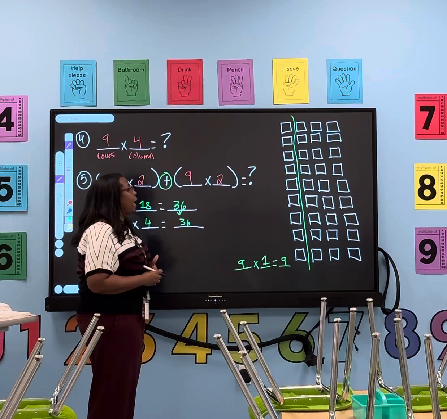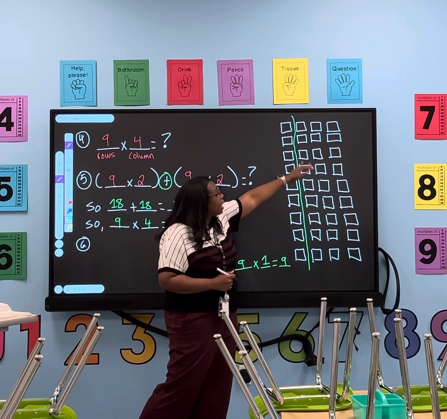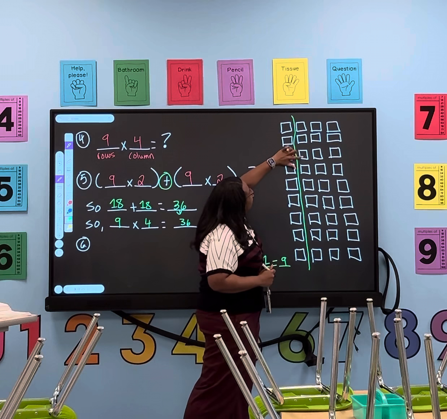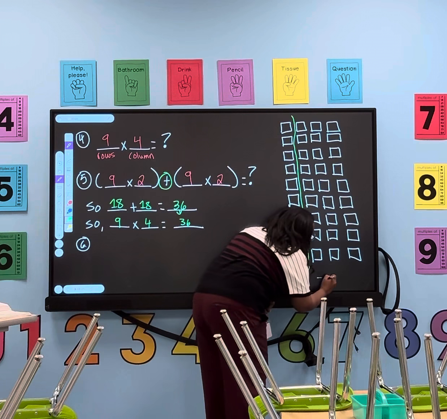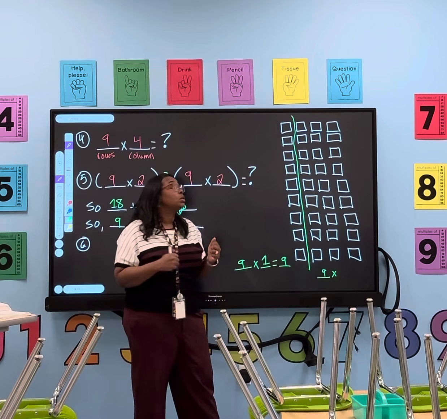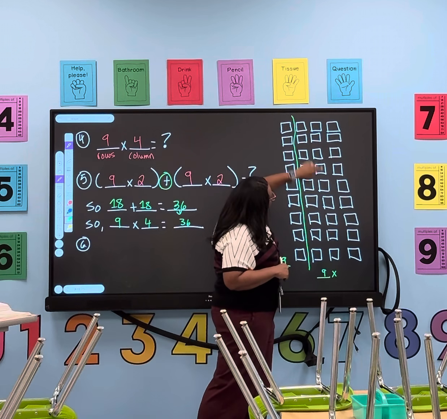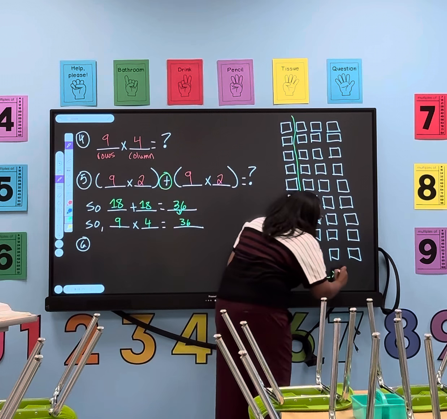Okay, and then let's go to this side of the array. This one still has 9 rows. We can count to double check. 1, 2, 3, 4, 5, 6, 7, 8, 9. So 9 for my first number, because 9 is for the rows. First number is always your rows. So then we go to the columns. I have 1, 2, 3 columns. Columns are my second number, so I'm putting 3.